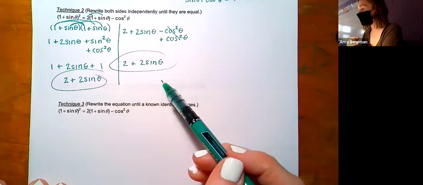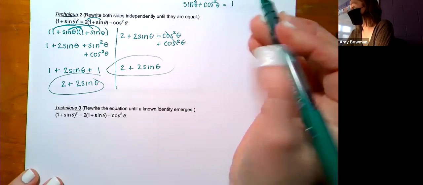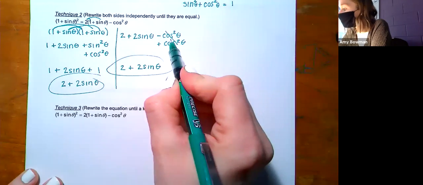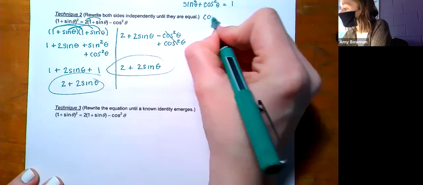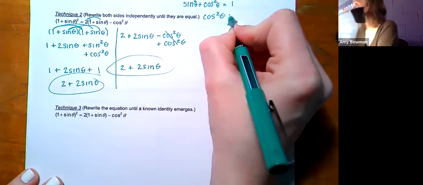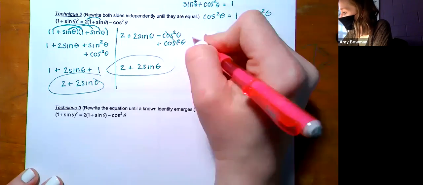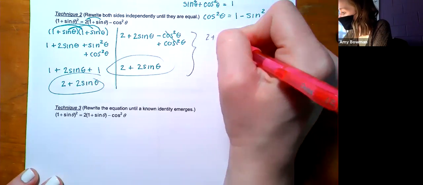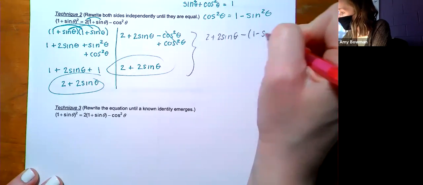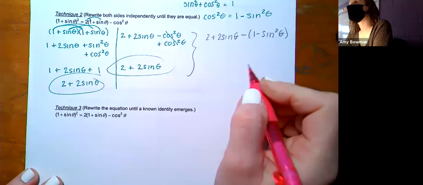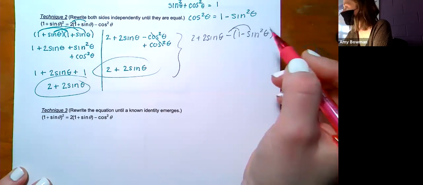What I was gonna do, so when I saw that cosine squared, I went back to this and thought I can solve for cosine squared and replace it with 1 minus sine squared of theta. So I'll show you what happened there. I would have had, I'll redo it, 2 plus 2 sine theta minus 1 minus sine squared theta, which would have been minus 1 plus sine squared theta.